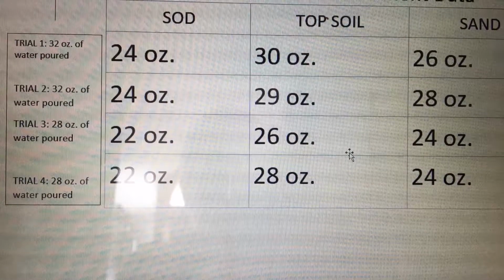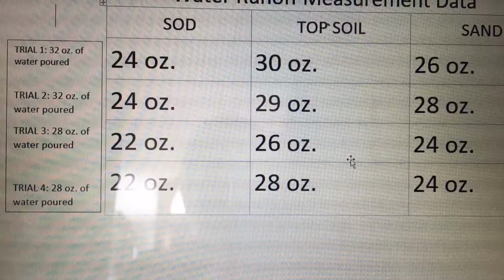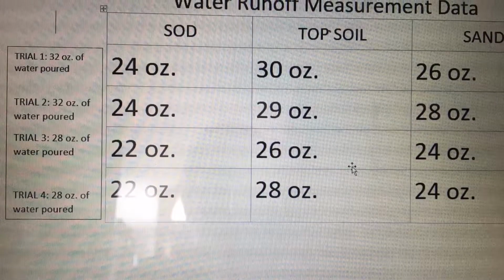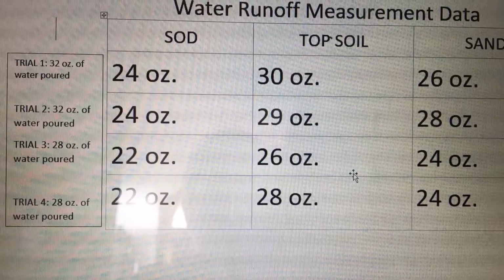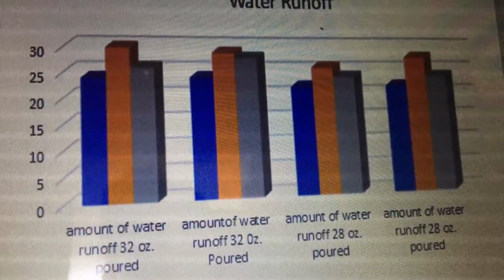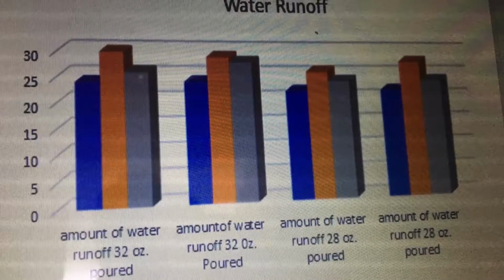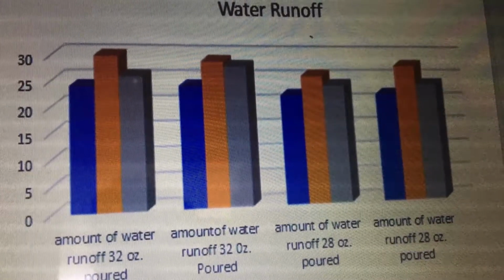poured into each material. As you can see, through all of the different amounts of water poured in, soil has the most amount of water runoff. Here's another visual representation of my results, but in a more comparing viewpoint.